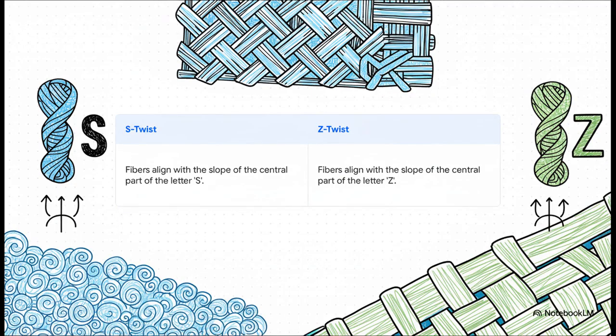Okay, so look closely at this. If you hold a thread straight up and down, and the spirals seem to go up and to the left, just like the middle part of the letter S, well, that's an S-twist. And if they go up and to the right, like the middle of a Z, you've got a Z-twist. It's that simple, and it's a fundamental building block of every single fabric you have ever touched.